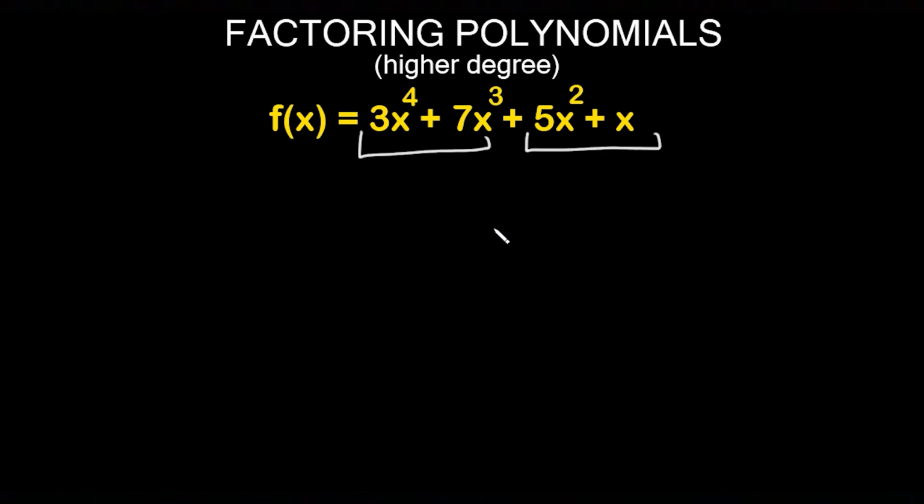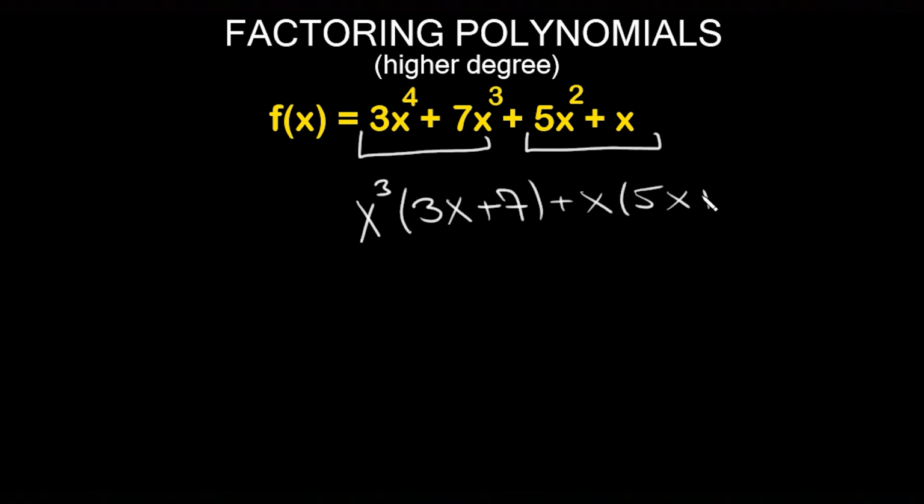Now, in this problem here, it's not going to work out. Like if I use my first 2 terms here, I can pull out an x cubed, okay? That will leave me with 3x and then plus 7, okay? Looking at my last 2 terms, I can pull out an x, so plus x, and that leaves me with 5x plus 1. So you can see these factors right here, they're not common, they're not the same, meaning we cannot factor by grouping here.